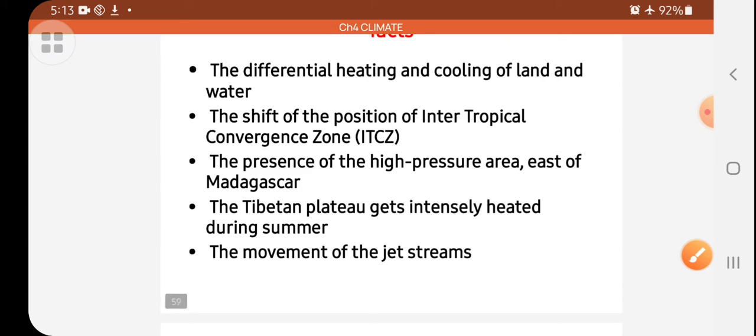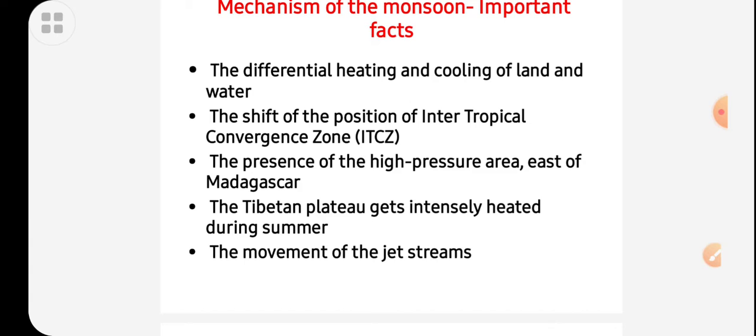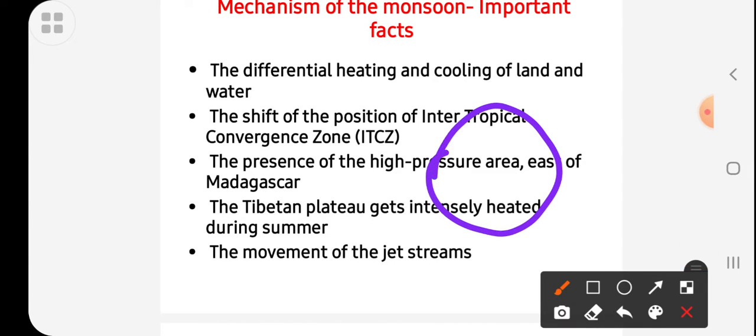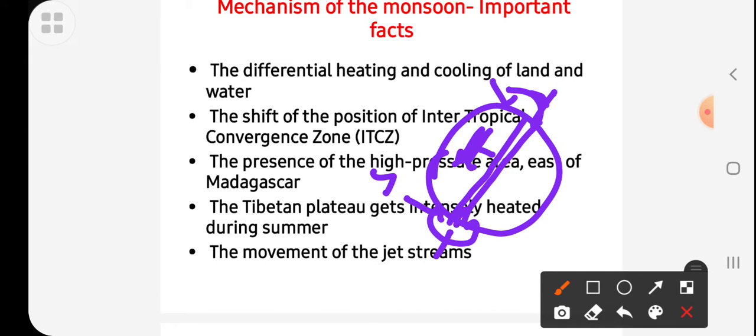Then the second is the shift of the position of the Intertropical Convergence Zone, ITCZ. What is ITCZ? Generally on Earth it is on the equator. If you remember, we saw this in the previous video on the pressure of wind. If you haven't seen it, you can see it there. In the summertime it shifts to the northern plain of India, that is the Gangetic plain. Generally the ITCZ area is 5 degrees north and 5 degrees south, but it shifts during the high summer in the monsoon region of India. That's why the shift of the position of the Intertropical Convergence Zone matters here.